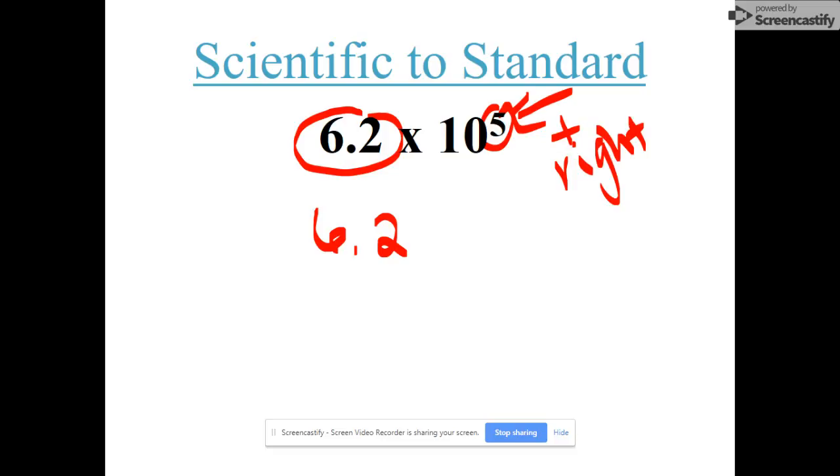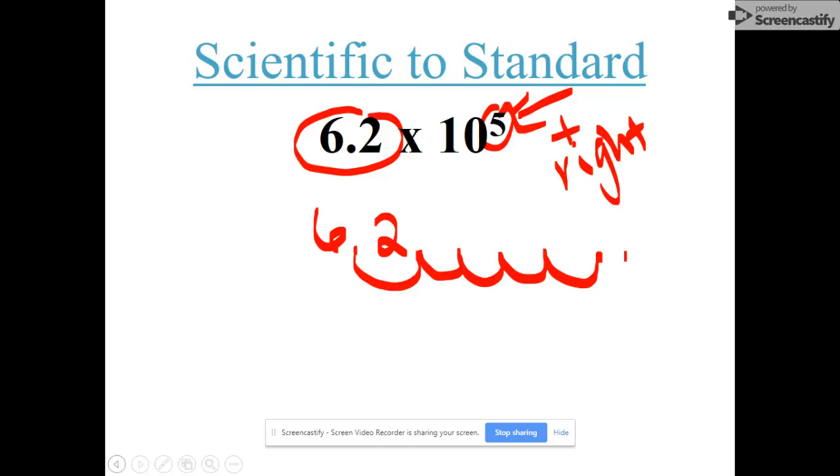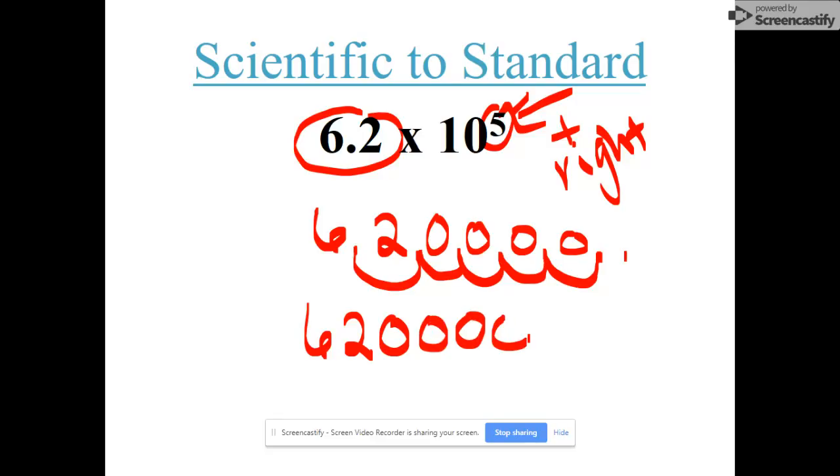So I'm going to take my decimal and I'm going to move it once, twice, 3 times, 4 times, 5 times, boom, decimal to the right. Again, I'm going to fill in all of those places with a 0. So I moved it 1 place past the 2, but then I still had 2, 3, 4, 5 to go. So my new number is 6, 2, 0, 0, 0, 0.